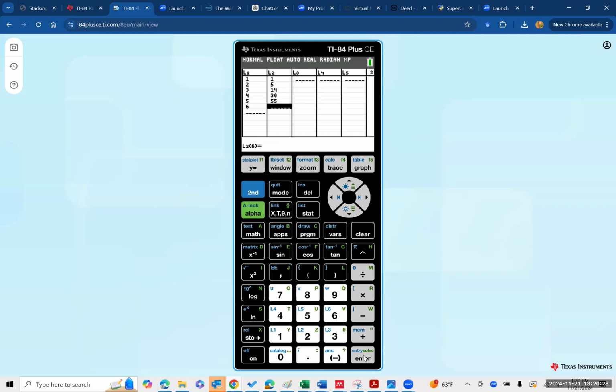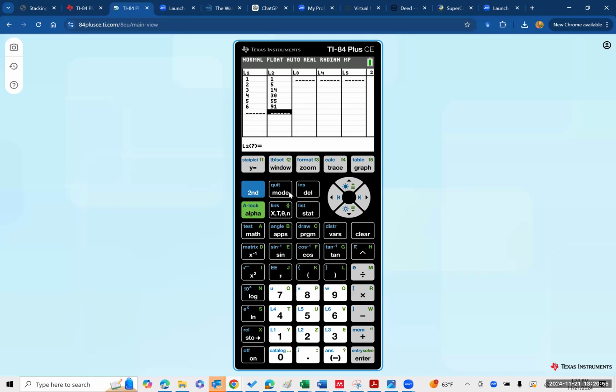plus 36 plus 55. And so let me put that in. And I'm going to just cheat a little bit and do 36 plus 55 and let the calculator do that for me, just because I'd forgotten what it was.